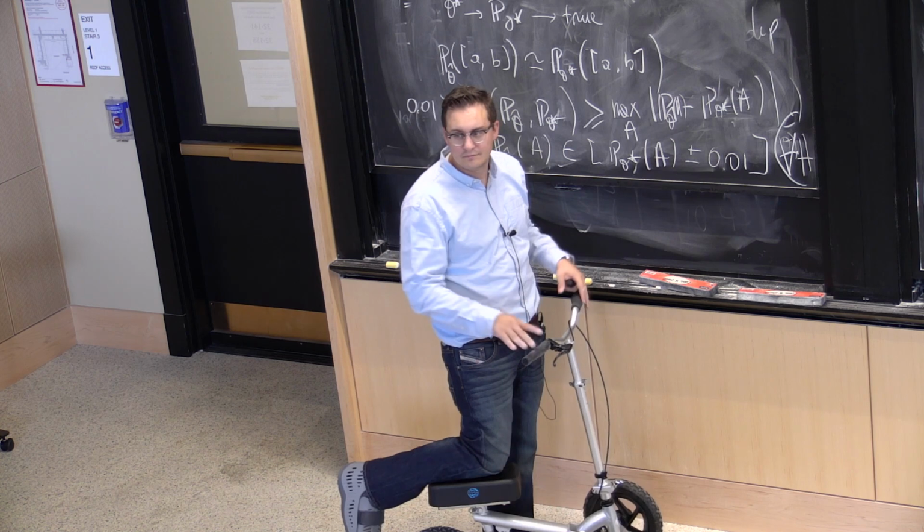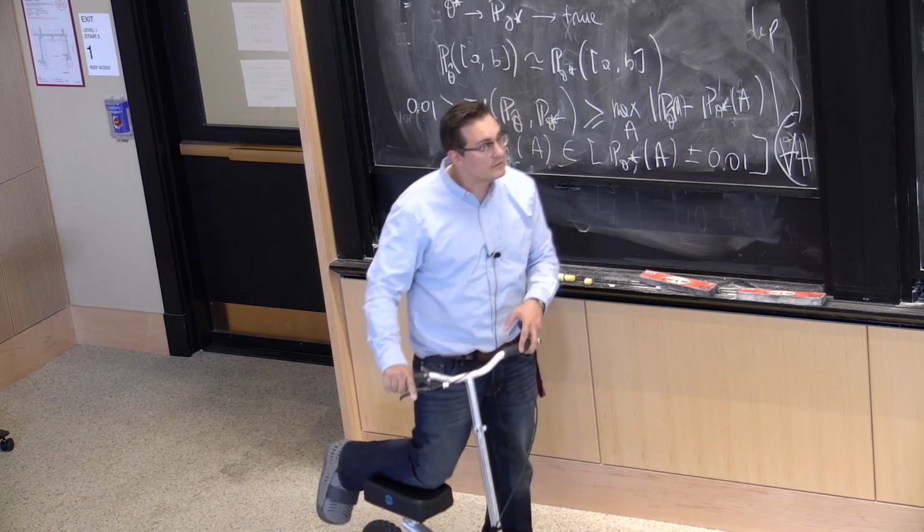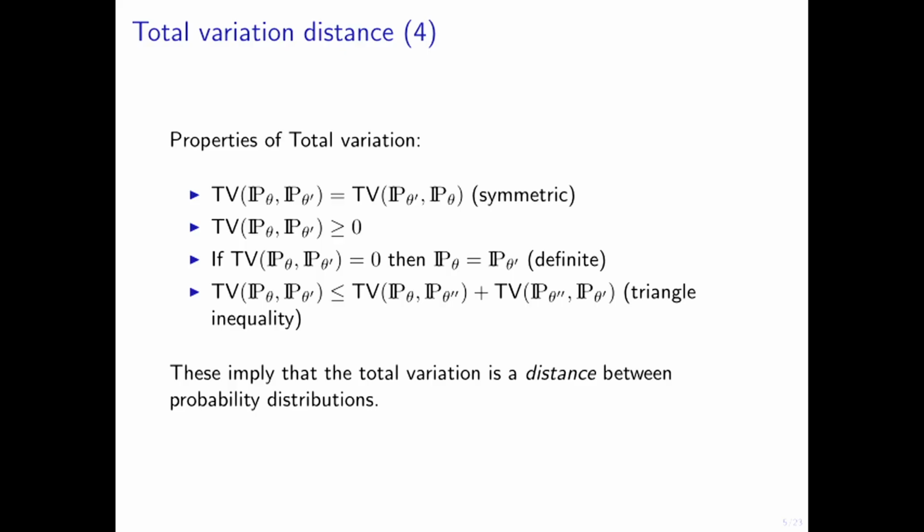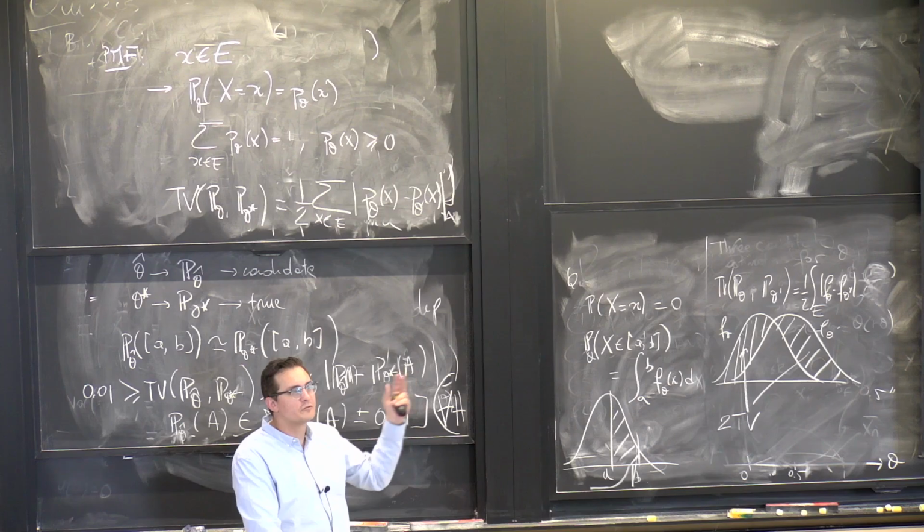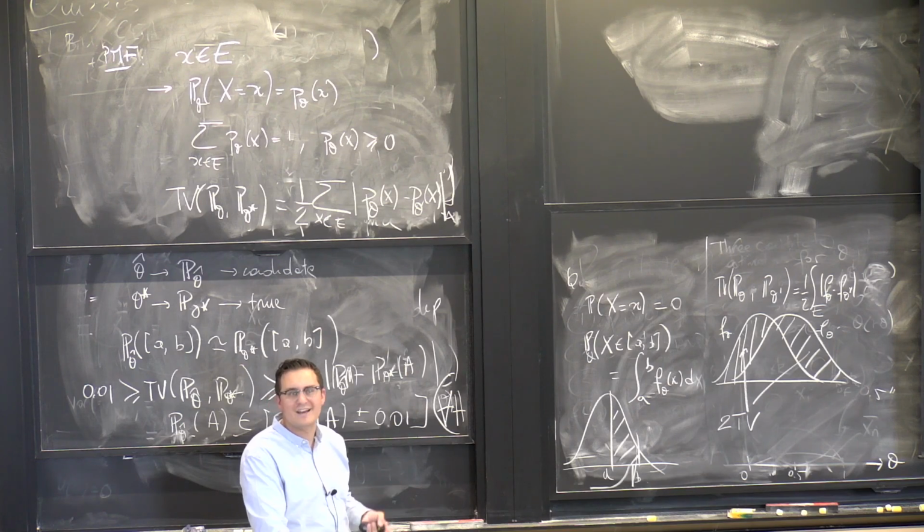OK? So those two things, this is nice, right? That's called definiteness. The total variation equal to 0 implies that p theta is equal to p theta prime. So that's really some notion of distance, right? That's what we want. If this thing being small implied that p theta could be all over the place compared to p theta prime, that would not help very much.